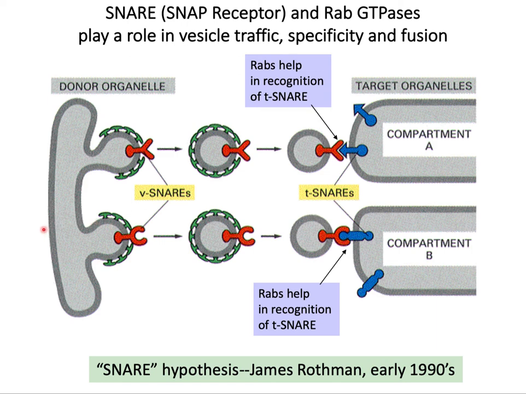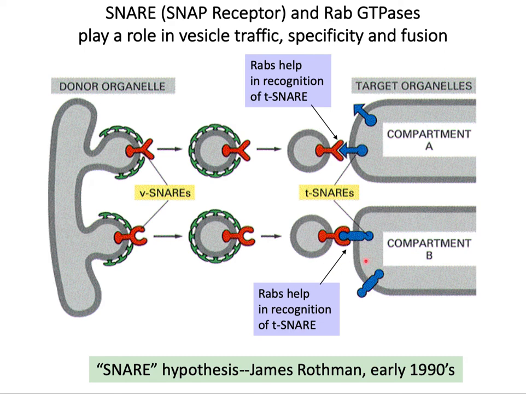There are actually two classes of SNAREs. One is known as the V-SNARE, for vesicle SNAREs, and these become associated with the vesicles that are forming from the donor organelle. When the vesicle pinches off, those V-SNAREs are part of the vesicle. They travel with the vesicle towards the fusing organelle. At the target organelle, you have the other class of SNAREs, known as the T-SNAREs, which stands for target SNAREs. The T-SNAREs interact with the V-SNAREs to help the vesicle fusion event.